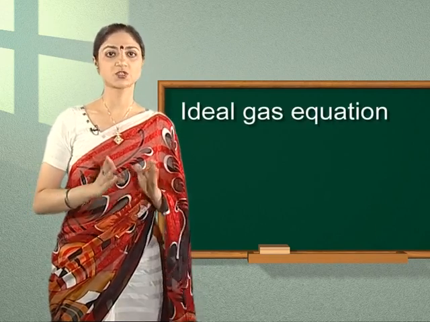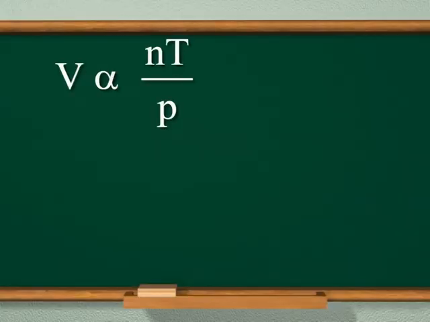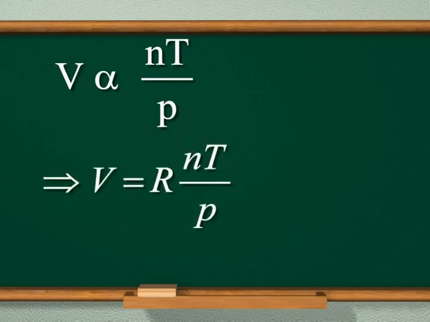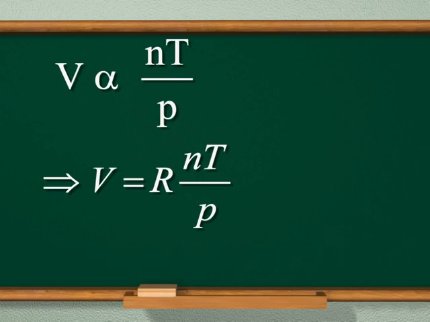Combining Boyle's law, Charles' law and Avogadro's law, we have volume is proportional to n multiplied by T upon P, which implies that volume is equal to a constant of proportionality R multiplied by n multiplied by T divided by P. Let me tell you that R is a constant of proportionality and is known as molar gas constant. On rearranging this equation, we obtain P multiplied by V is equal to n multiplied by R and T as shown on the screen.